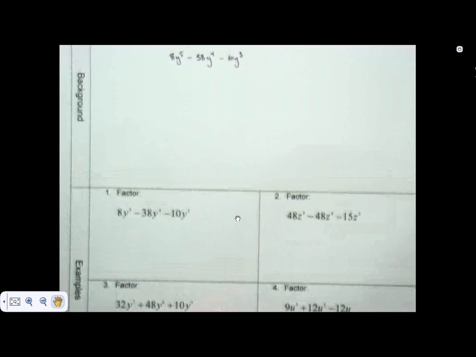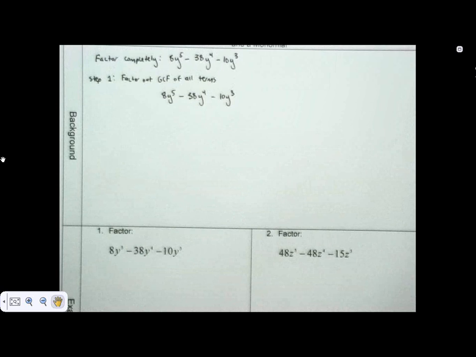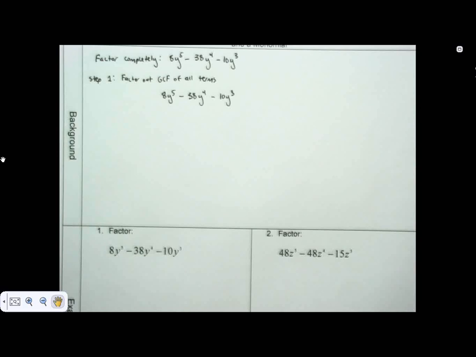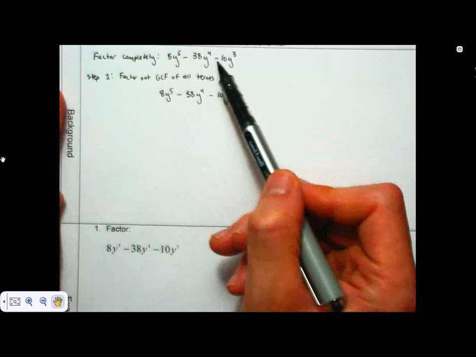Welcome. In this video, we'll be taking a look at how to factor completely. So this video is actually putting all of the ideas that we talked about so far together. So if you haven't watched any of the videos on factoring, make sure you go back and watch each of those videos before you attempt the problems in this video.